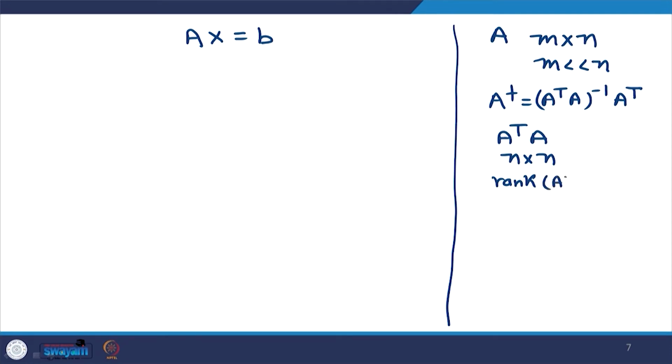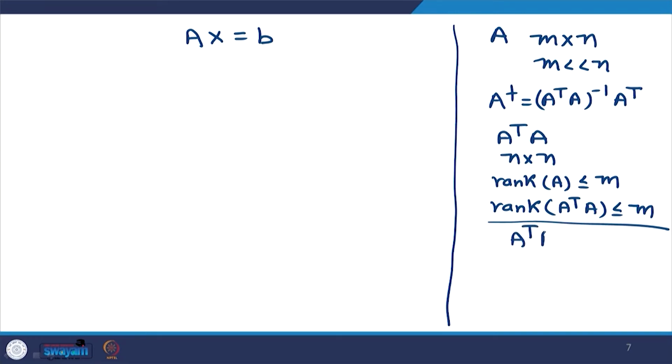Rank of A is less than or equal to m. So, if I assume even m, the rank of A transpose A is less than or equal to m. So, even though A transpose A has rank m, its size is n by n and n is bigger than m. So, the inverse of A transpose A does not exist, because it is a rank deficient matrix having determinant 0.